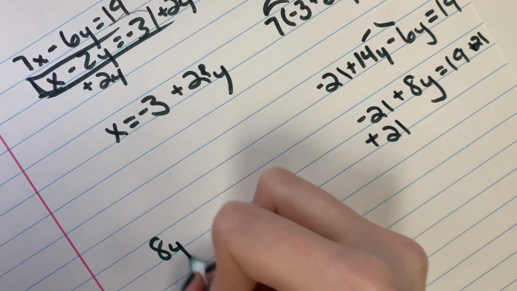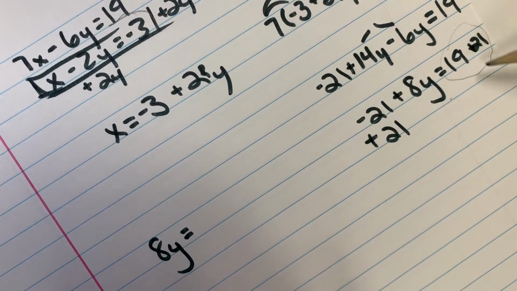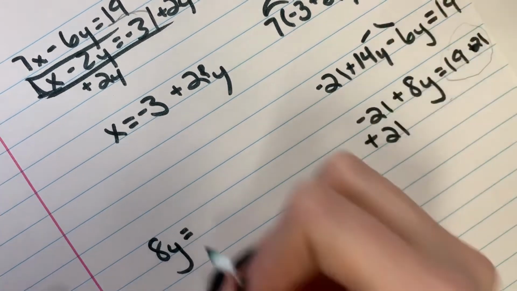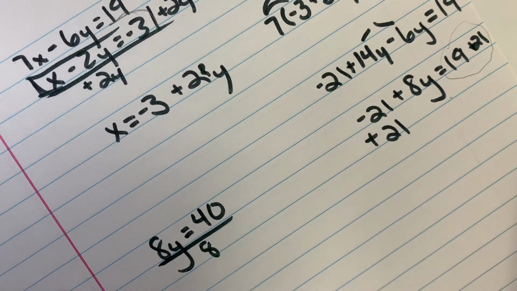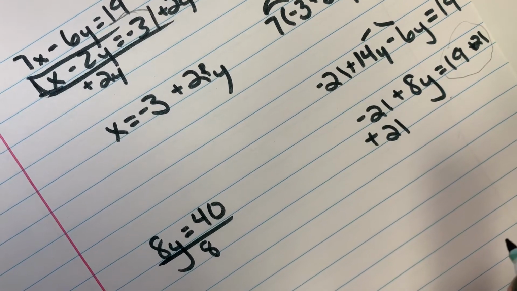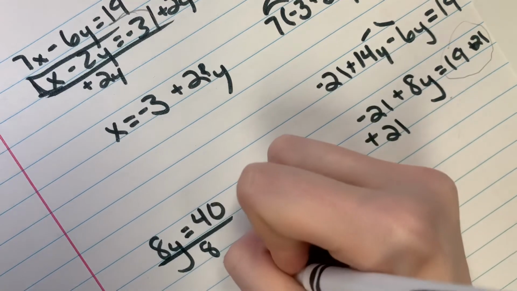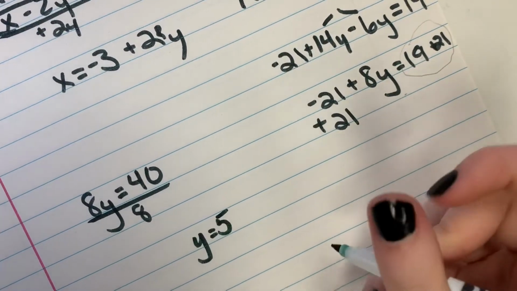8y equals 19 plus 21 is 40. So 40. And then you want to divide by 8. 8 goes into 40 5 times. So y would equal 5.